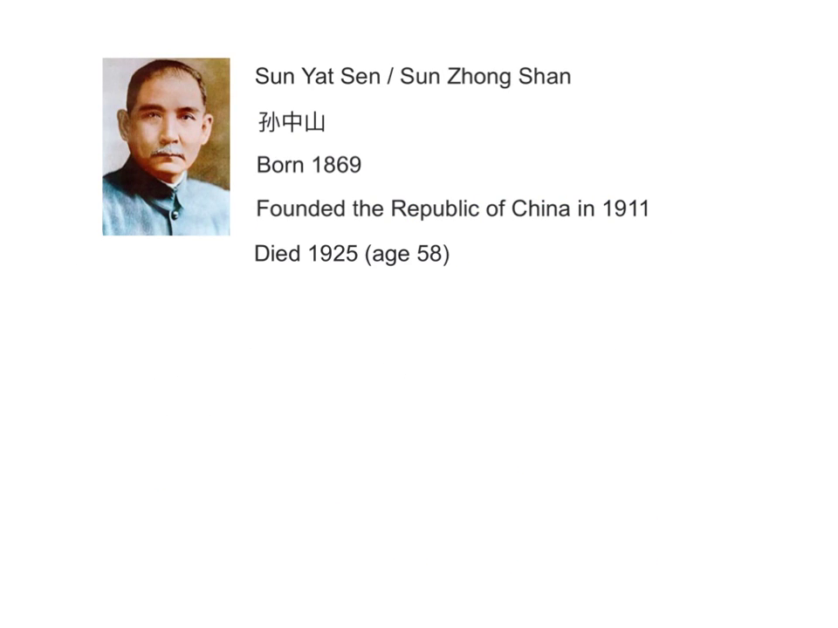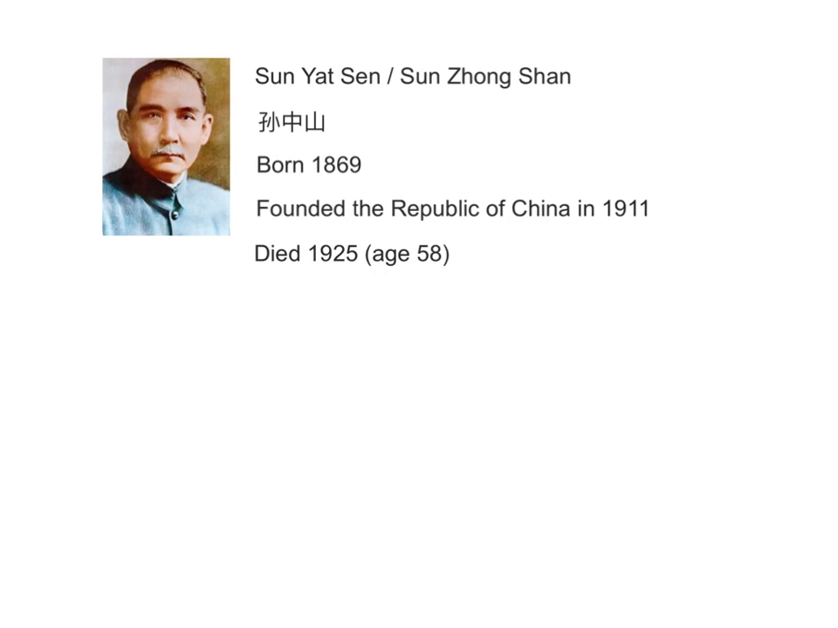This is Sun Yat-sen. He was the founder of the Chinese Republic in 1911, and he was so respected that everyone followed him. But he died from liver cancer in 1925 at the young age of 58. After he died, his nationalist and communist supporters started fighting each other in 1927, which began the Chinese Civil War.